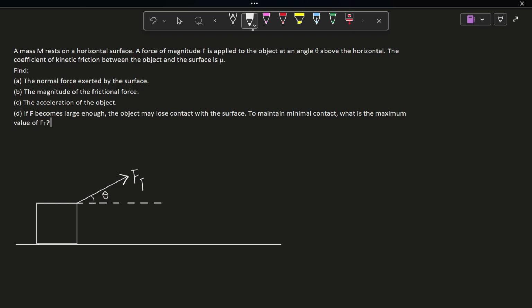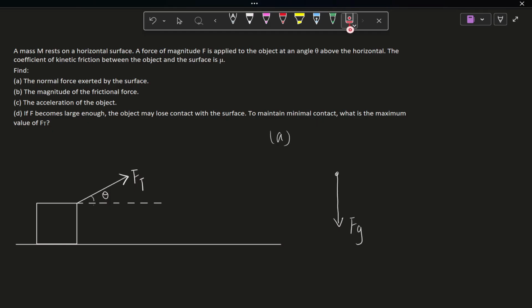So let's solve part A first. When you're solving this type of question, the first step you need to do is to draw a free body diagram. It's very important. So let's do it. This point represents the center of mass of the object. Since it's on Earth, there's definitely a gravitational force pointing straight down. This is Fg.